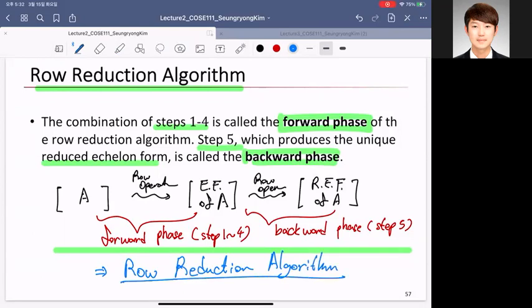So why do we need this kind of row reduction algorithm? Why do we need to derive this row reduction algorithm? To determine the existence and uniqueness of a solution. And if there is a unique solution, we can find the solution from this REF form, which is going to be the solution of the original matrix A. So this is why we have to study the row reduction algorithm.